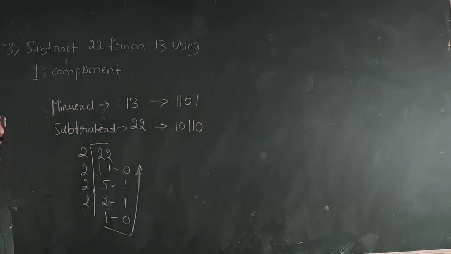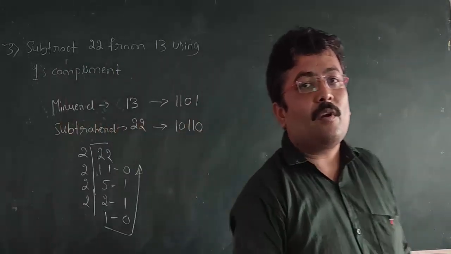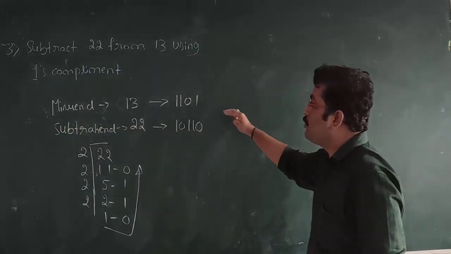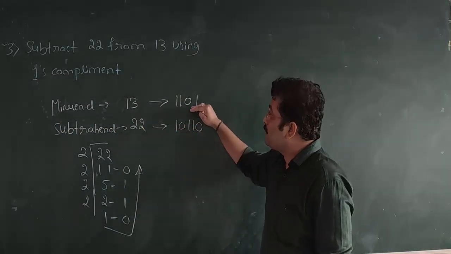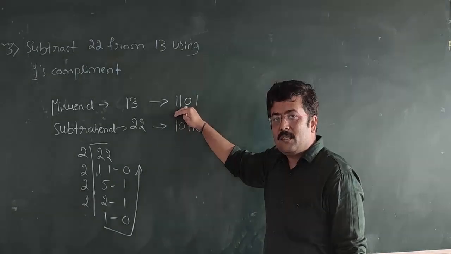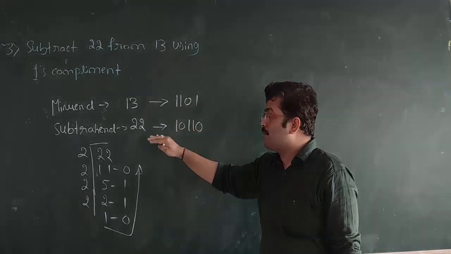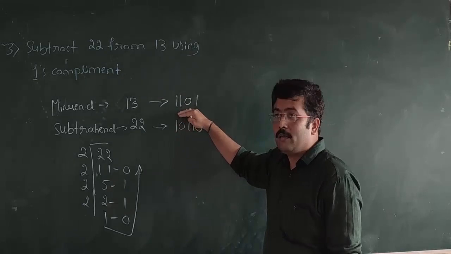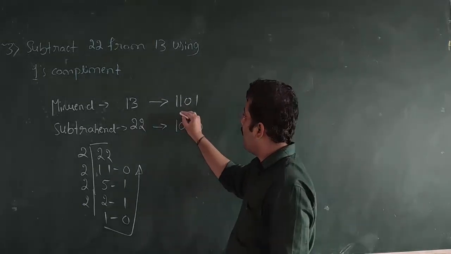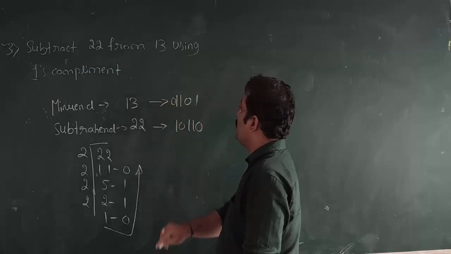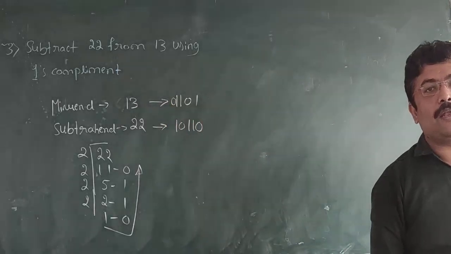So before solving it, the number of digits in the minuend should be equal to the number of digits in the subtrahend. So whatever number of digits are in the minuend, the same number of digits should be in the subtrahend. Here there are 4 digits, and here there are 5 digits. So I will add 0 here to the left side of the minuend value.